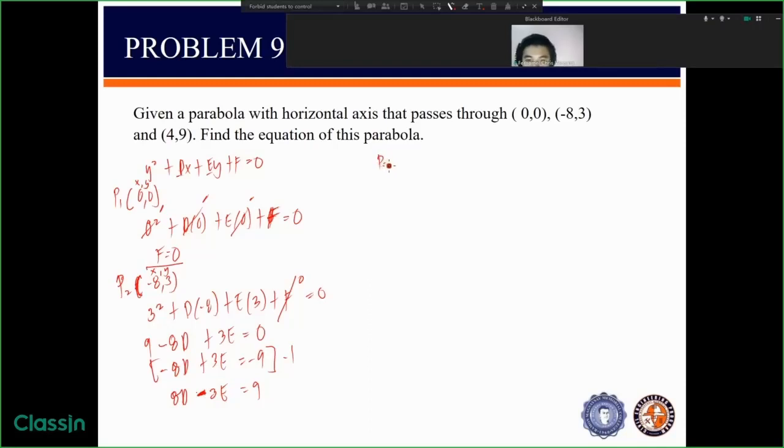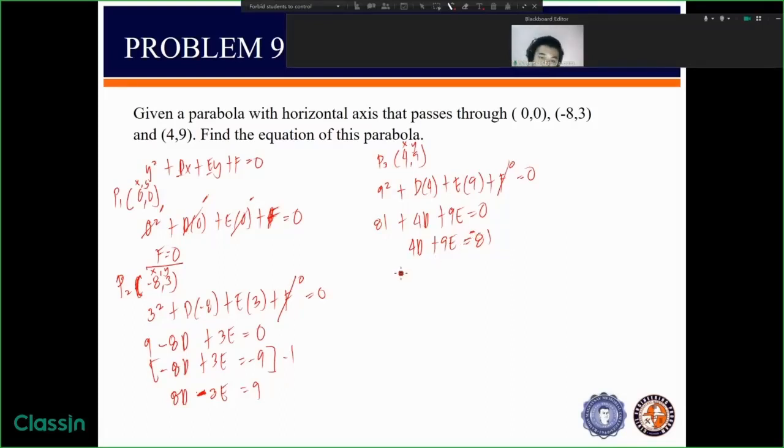Next is point 3, so let us use 4 and 9. We have 9 as your y and 4 as your x coordinate. In our working equation, we have 9 squared plus d multiplied by 4 plus e multiplied by 9 plus f, which is equal to 0. Make this f 0. Simplify, we have 81 plus 4d plus 9e equal to 0. Transfer the constant to the other side, so you have 4d plus 9e equal to negative 81. This is our equation number 2.